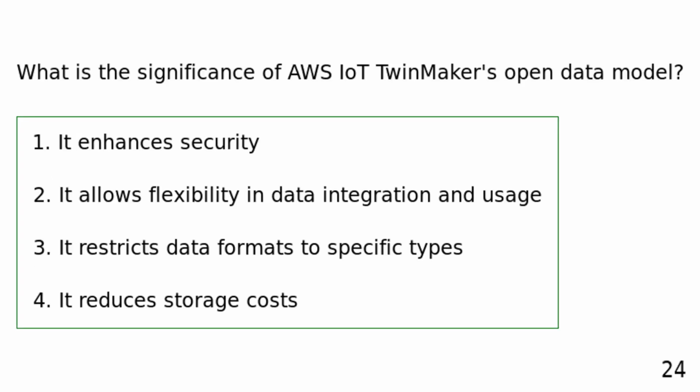What is the significance of AWS IoT TwinMaker's open data model? It enhances security. It allows flexibility in data integration and usage. It restricts data formats to specific types. It reduces storage costs.